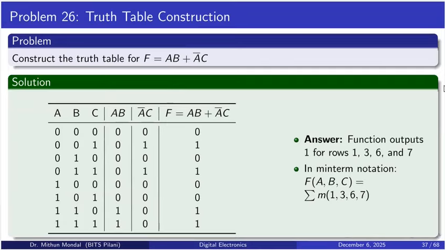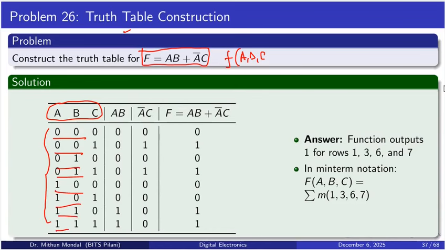Problem number 26. In this third tutorial, we'll first form the truth table and learn how to construct it. Let us take an expression f equal to ab plus a complement into c. This is a function having 3 variables, a, b, and c. First, we need to create the 3 variables a, b, c, and all the possibilities of the binary digits, 0 and 1. We will first put that in tabular format. These are all the possibilities that we can have for a, b, and c.